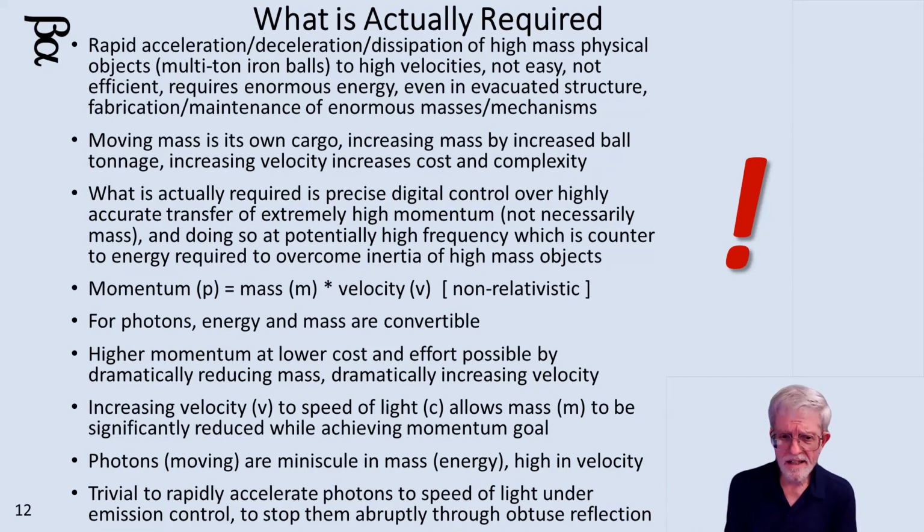But what we actually need is a precise digital control over how much this mass moves, when it starts moving, when it stops moving, and how fast it moves. And that's something called momentum. And momentum is mass times velocity. Now I'm going to look at this from a non-speed of light, non-relativistic point of view, because when you get up to light speed level things, the relativistic characteristics of it change from this simple Newtonian definition of momentum.